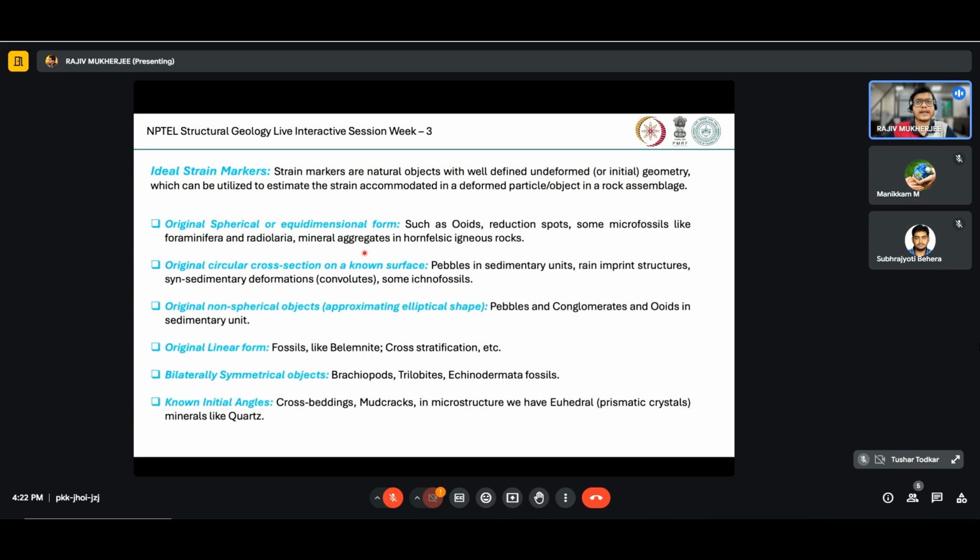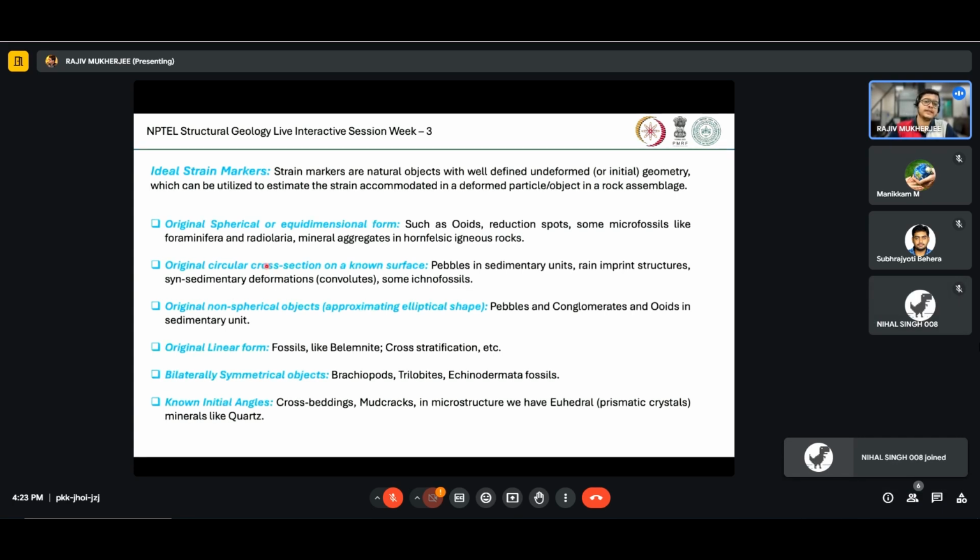And most importantly, when they occur in nature, they do not follow a particular orientation. They can occur randomly when they are not deformed. So random orientation along with spherical or equidimensional shape, right? This is the criteria for this kind of strain marker. Next is original circular cross section on a known surface. For example, pebbles in sedimentary units, rain imprint structures, syn-sedimentary deformations like convolutes, and some kind of ichnofossils.